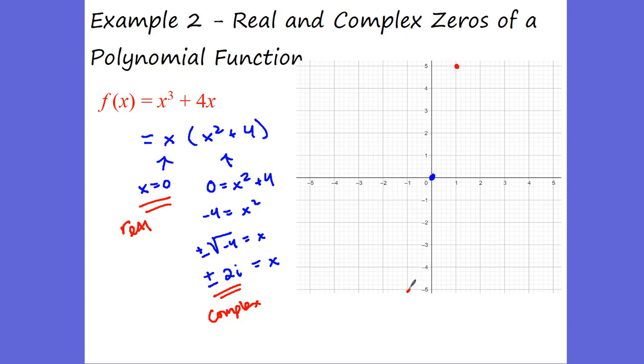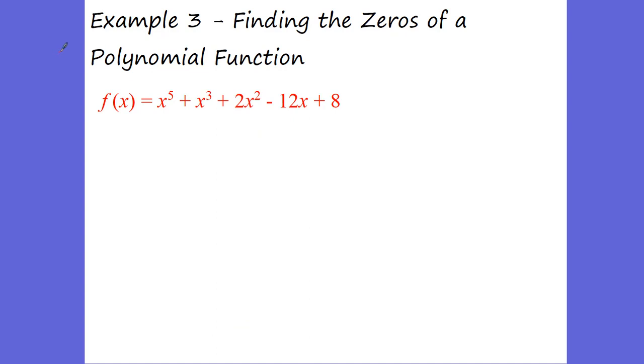And so my function is looking like this right here. Okay? Let's take a look at this next one. We want to find the zeros of my polynomial function. Okay? We're going to find our zeros. Now, if you can see, we know there's going to be 5 zeros. They could be all 5 real, or some real and complex, and so on and so forth.